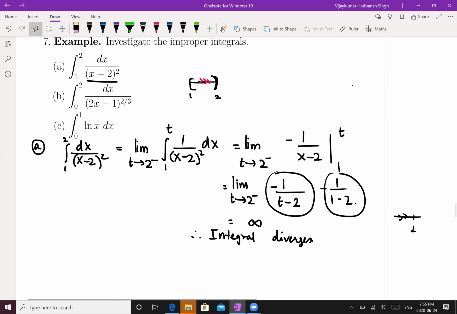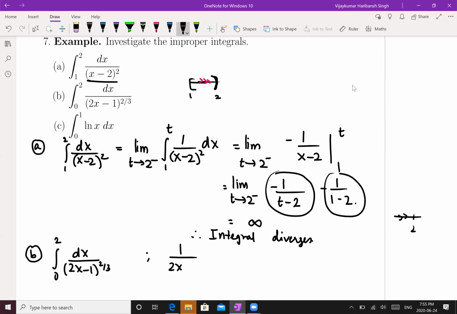Let's look at part B now. So we have the integral from 0 to 2 of dx over (2x minus 1) to the power 2 by 3. Now, where's the problem? The problem is when the denominator becomes 0, which means x equals 1 by 2. So this function, 1 upon (2x minus 1) to the power 2 by 3, is discontinuous at x equals half.